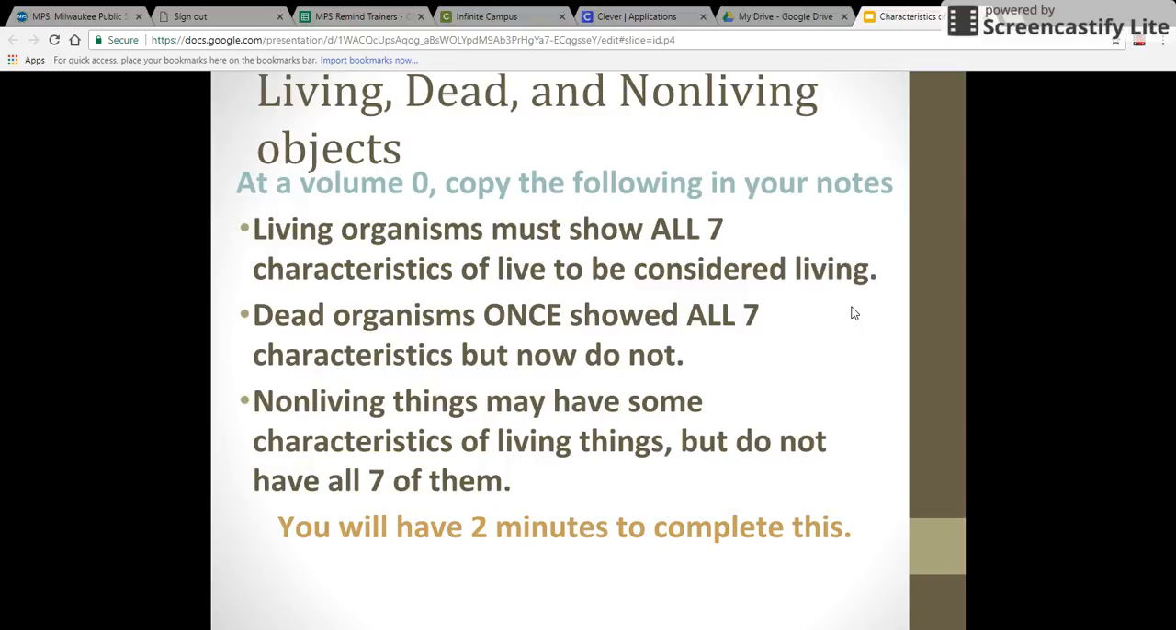So a dead organism once had all 7 characteristics of a living thing, but does not now have them. If I take a tree and cut the tree down and make a house out of it, the house is not alive because it was made of a tree. It once was, but it is now a dead organism that I use to build the house. And finally, non-living things may have some characteristics of living things, but do not have all 7 of them. One of those that I want you to look at yourself is a virus. Viruses are often considered living things, but they're not, because they don't contain a couple of things that are required to be a living thing.